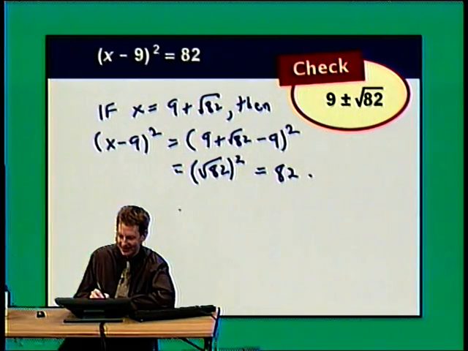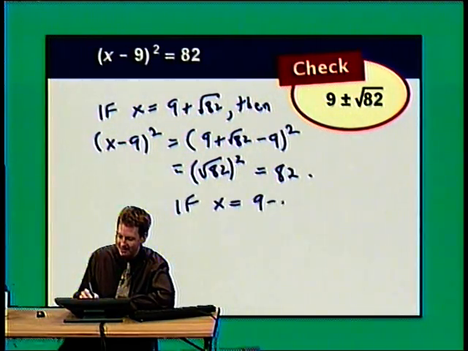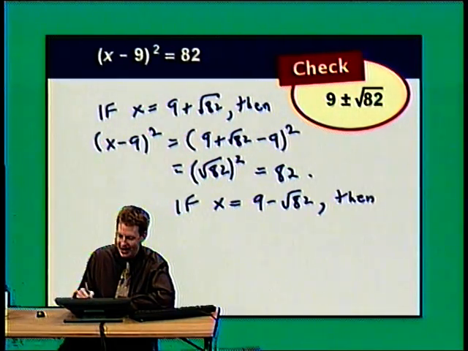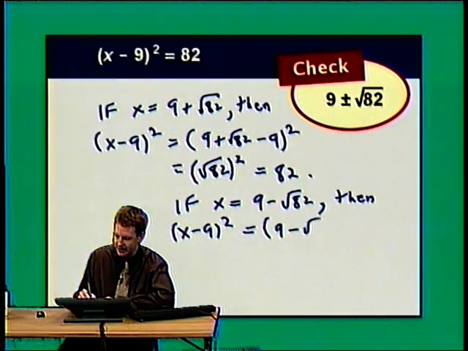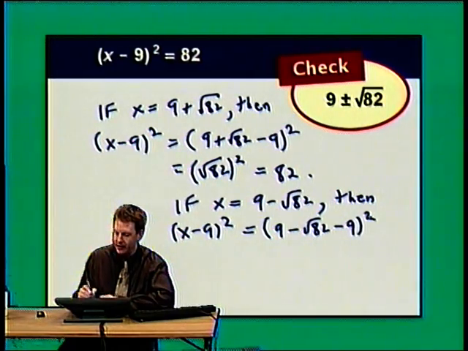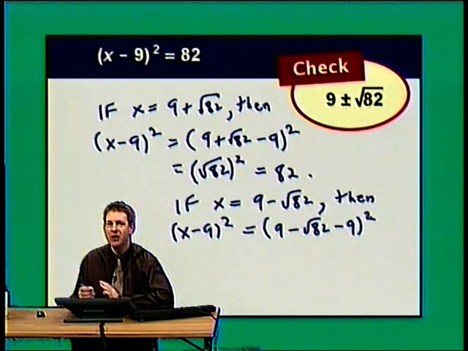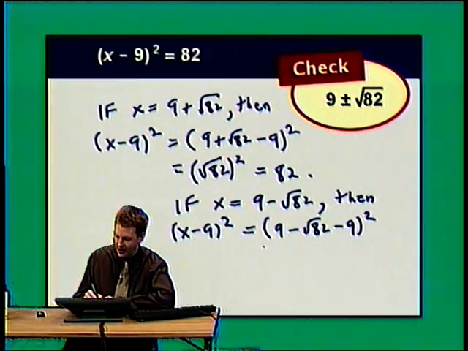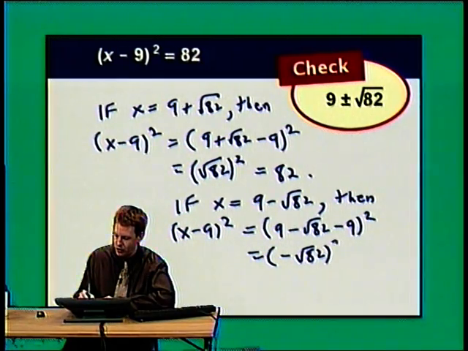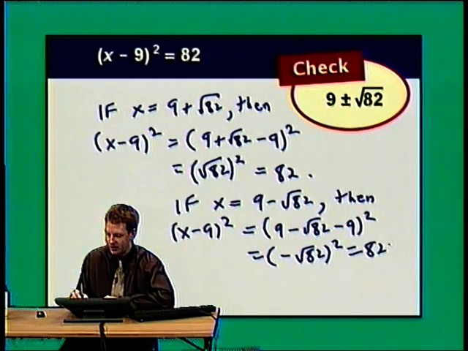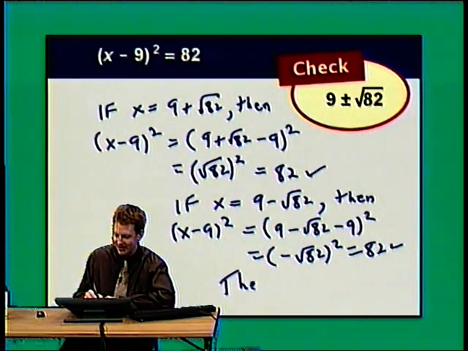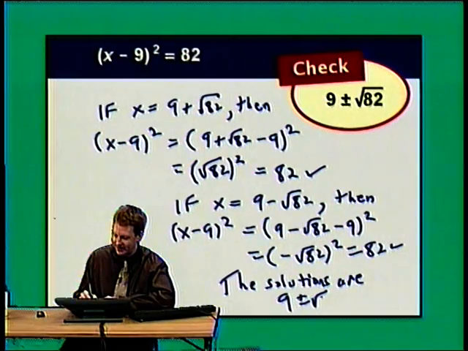Hey, let's check out the other solution. If x equals 9 minus the square root of 82, then x minus 9 quantity squared, that is 9 minus the square root of 82 minus 9 quantity squared. Again, because of the commutative property of addition and the fact that subtraction is the same as adding a negative, I can add the 9 and negative 9. That gives me minus the square root of 82 quantity squared. Squaring a negative number results in a positive number, so this also is 82. Both answers check. The solutions are 9 plus or minus the square root of 82.